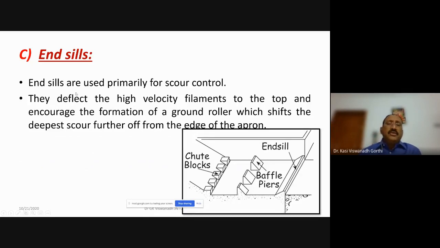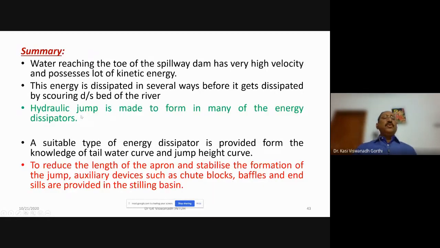The end seals are used primarily for scour control. They deflect the high velocity filaments to the top and encourage the formation of a ground roller which shifts the deepest scour further off from the edge of the apron. So when the water is not directly falling at this edge, the edge will be directly in contact with the end seal and the solid apron, which becomes a little more safer. So we have seen about the auxiliary devices as well as the apron along with the hydraulic jump formation.